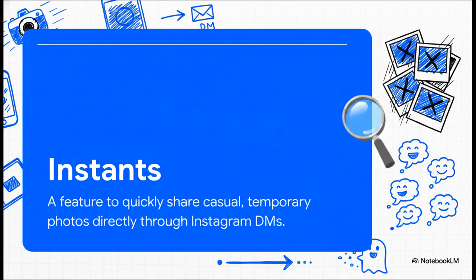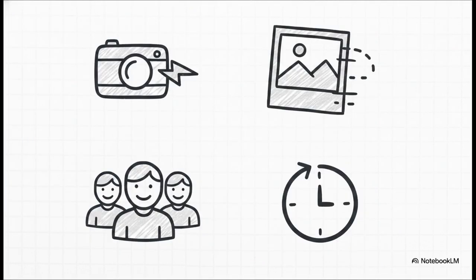Instagram is clearly trying to pivot away from those highly curated, perfectly filtered grid posts. Instead, they're really pushing a shift toward unfiltered, spontaneous, and frankly, much more relaxed communication. It's all about sharing the right now without worrying about it living on your profile forever. So it really boils down to four main pillars.